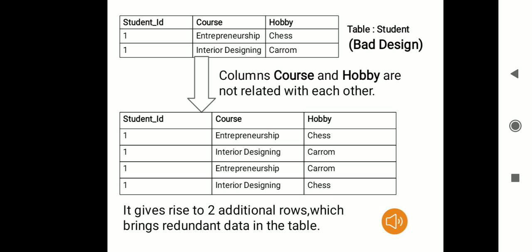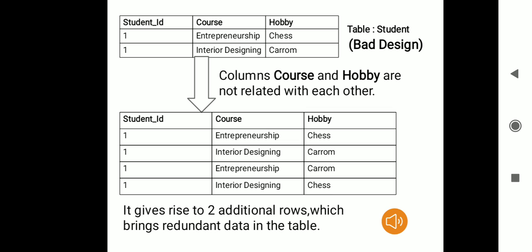Now let's understand this example. The student with student ID 1 opts for the courses entrepreneurship and interior designing, and he is also interested in the hobbies chess and carom. That's why the first row in the table student shows 1 for student ID, entrepreneurship for course and chess for hobby. And the second row shows 1 for student ID, interior designing for course and carom for hobby.